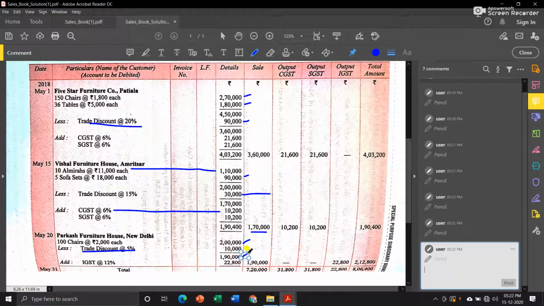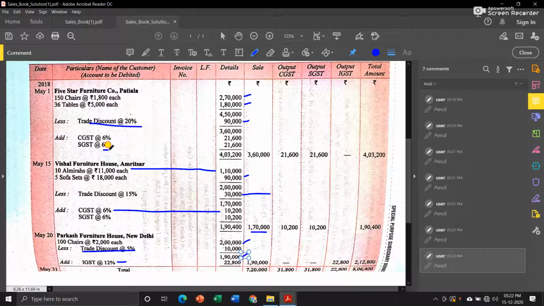And since our customer is in another state, it is an interstate supply and it will attract IGST. IGST is 12% because we saw that CGST and SGST is 6% each. So altogether IGST will be 12%. Now 12% of 1,90,000 is 22,800. So in the sale column we got 1,90,000. Then in output CGST we don't have anything in this transaction, we have IGST of rupees 22,800, and in the total amount column we have 2,12,800.